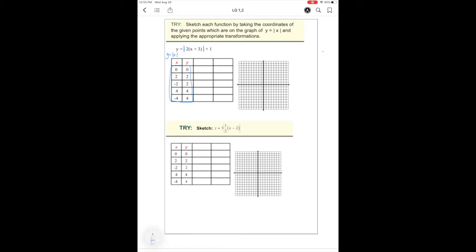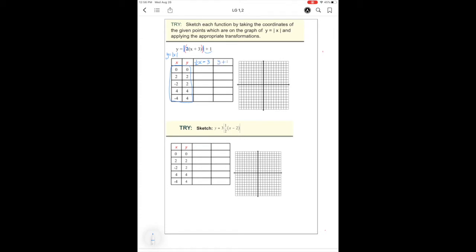But this 2, you have to realize it's inside. What helps me visualize is to put a bracket there and a bracket there. Because that tells us this 2 is inside, so it comes out as a half x. So it's really a horizontal compression by a half. And this comes out as minus 3. And this is affecting the y, so y plus 1.